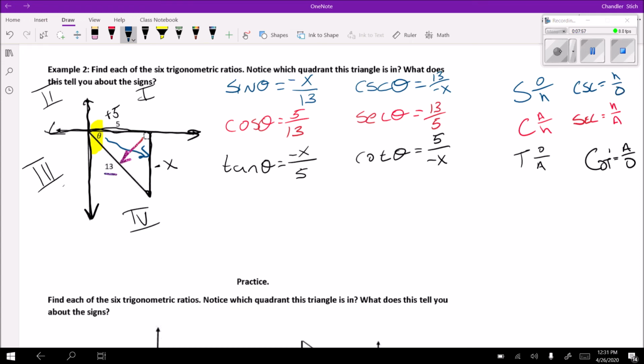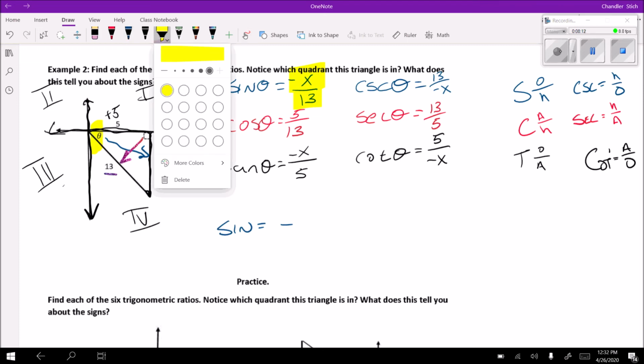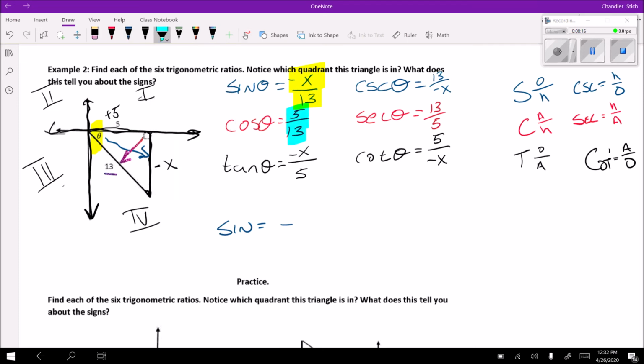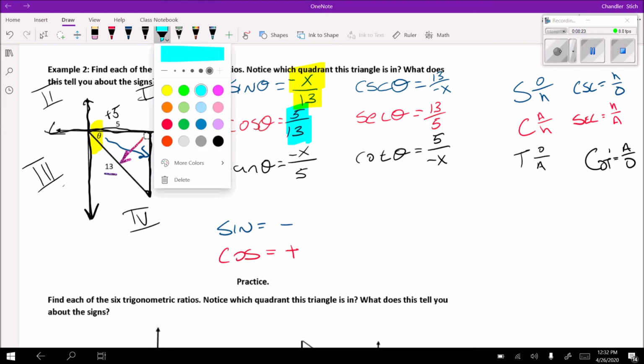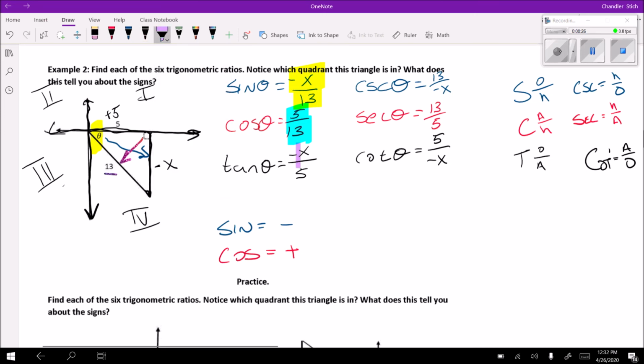All right, so let's look at these a little bit more. Sine is negative. If you look here, we have a negative divided by a positive, so sine is negative. Cosine is a positive divided by a positive, so cosine is positive. And then you could see here, tangent would be negative as well.